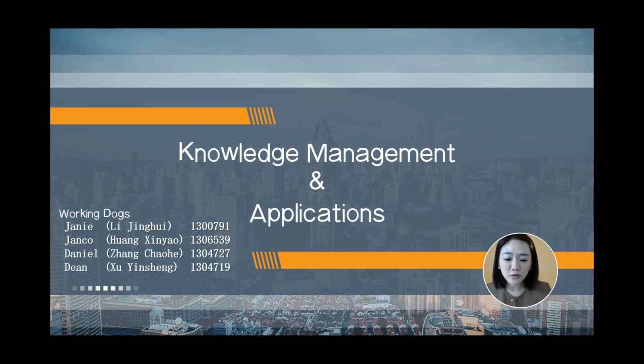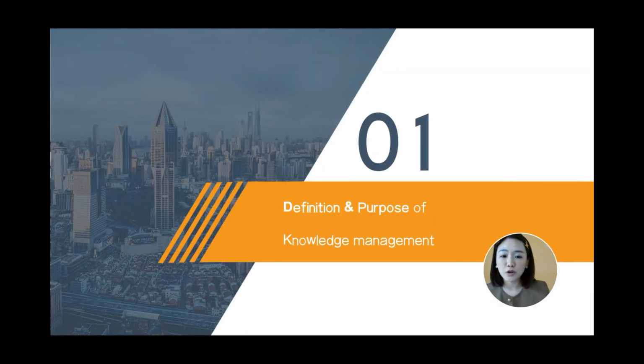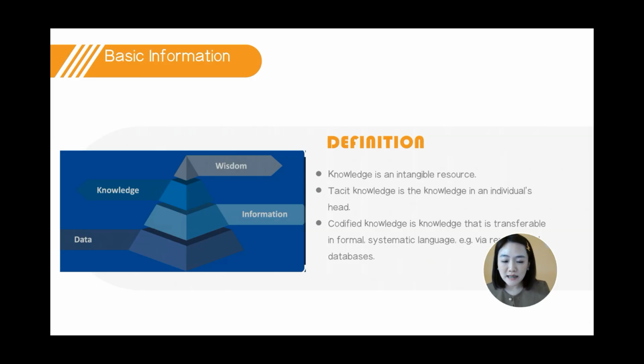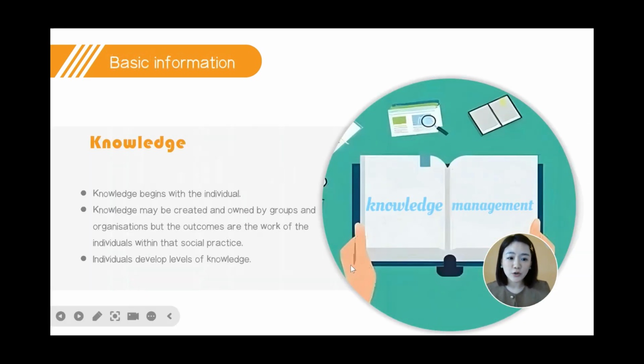Firstly, let's take a quick look at the brief definition of knowledge management. Knowledge is an intangible resource. Tacit knowledge is the knowledge in an individual's head. Codified knowledge is knowledge that is transferred in formal, systematic language. And knowledge begins with the individuals. As we learned in Unit 1 and Unit 2, knowledge may be created and owned by groups and organizations, but the outcomes are the work of individuals with the social practice. The individual develops levels of knowledge.